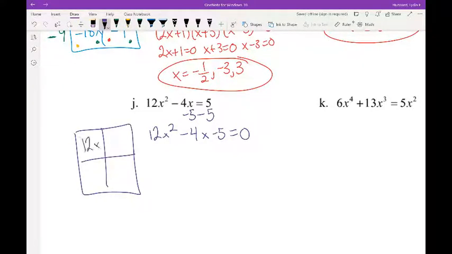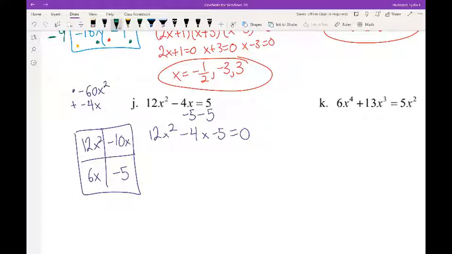So we'd have 12x squared in the upper left, negative 5 in the bottom right. Multiply those two together. We want something to multiply to a negative 60x squared, but add to a negative 4x. Okay, and those two numbers are going to be a negative 10x and a positive 6x.